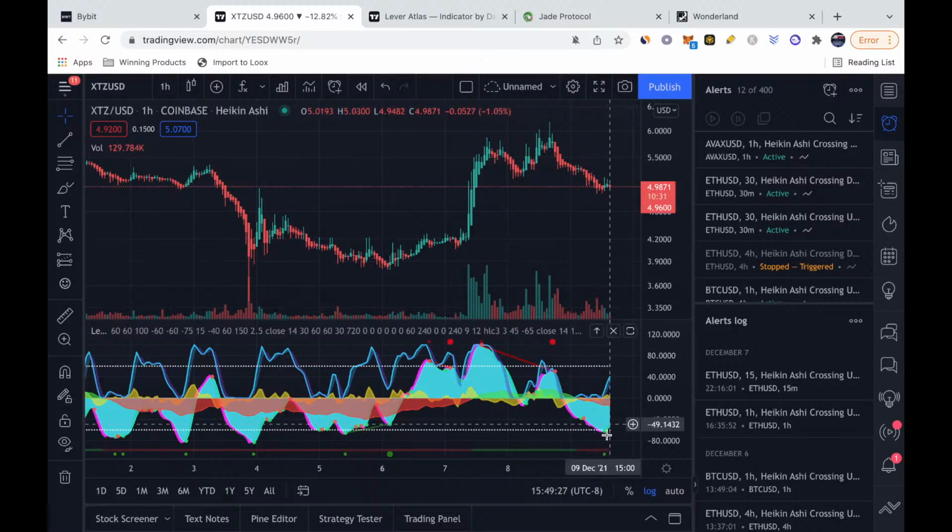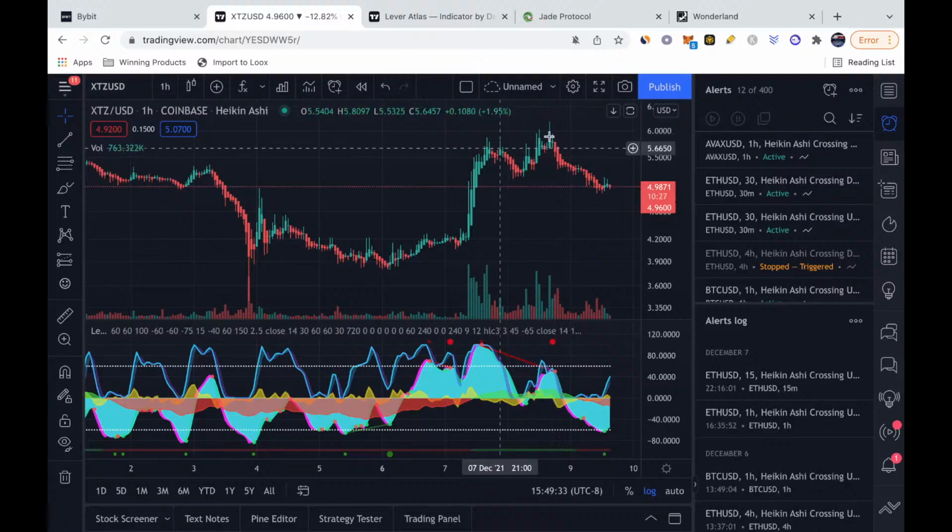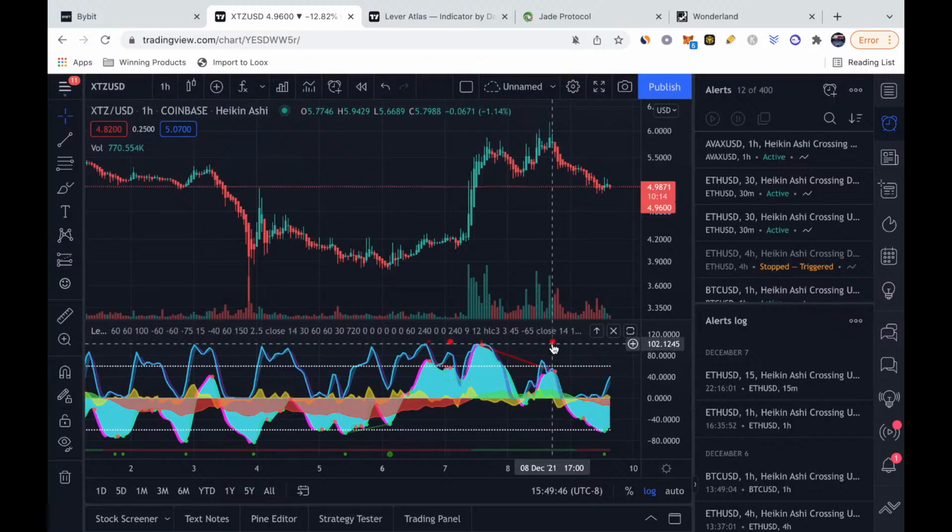Now we printed the green dot down here, so we missed the entry point. We missed it, but it just happened several hours ago, and that's why I wanted to have you see it. Lever Atlas also does this nice thing where it draws a line to help you see it if you don't, but this one's just so painfully obvious where price went up and momentum went down. I also printed a nice fat red bright dot here.